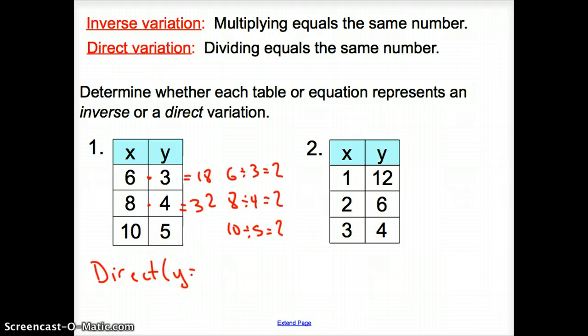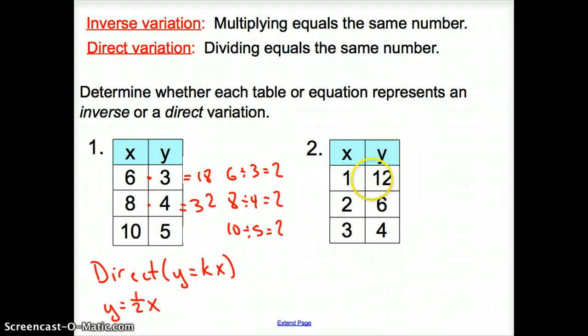Remember, it is y equals kx. In order to write our equation, we have to figure out what k is. Well, what did I take times 6 to get 3? What did I take times 8 to get 4? What did I take times 10 to get 5? Well, you took it times 1/2 or 0.5. So I'm just going to plug that k in for my equation, y equals kx. So I have direct, and your equation, if you wanted to, would be y equals 1/2 x.